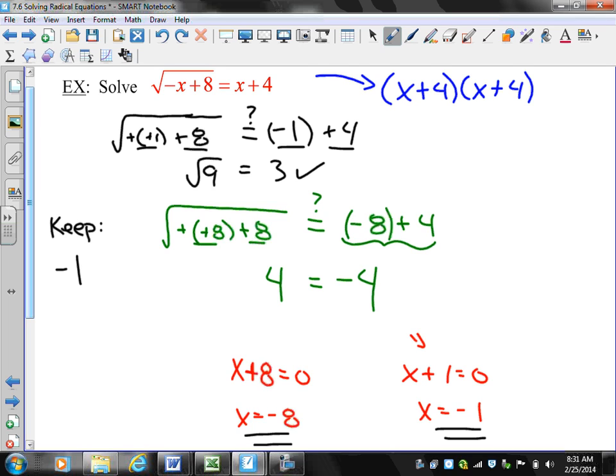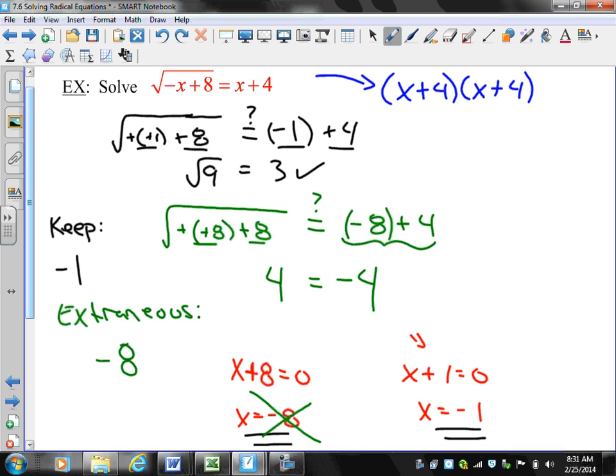I'm going to cross this out down here. Negative 8 is not a solution that's actually going to work in the original problem. That's what we call an extraneous solution. A solution that we get algebraically, but doesn't actually work in the original problem. So I'm going to keep negative 1. I'm going to say negative 8 is extraneous.